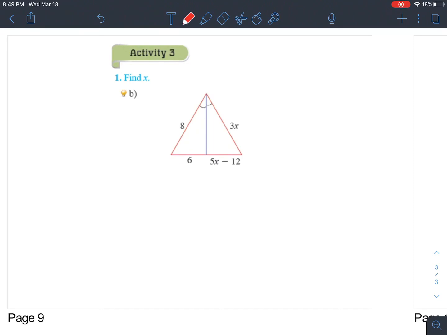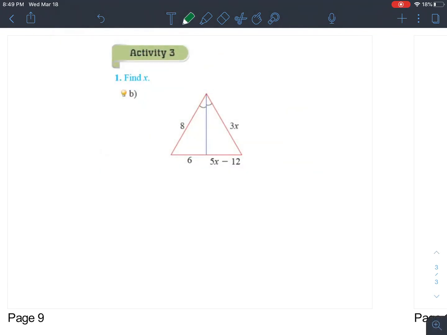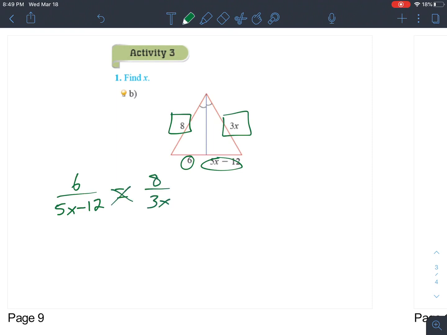Now in this question, go ahead and solve for x on your own. Pause the video. When you are done, I will solve it then. Okay, for this question, we know that 6 and 5x minus 12 are supposed to pair together. And then we're supposed to have 8 with 3x.